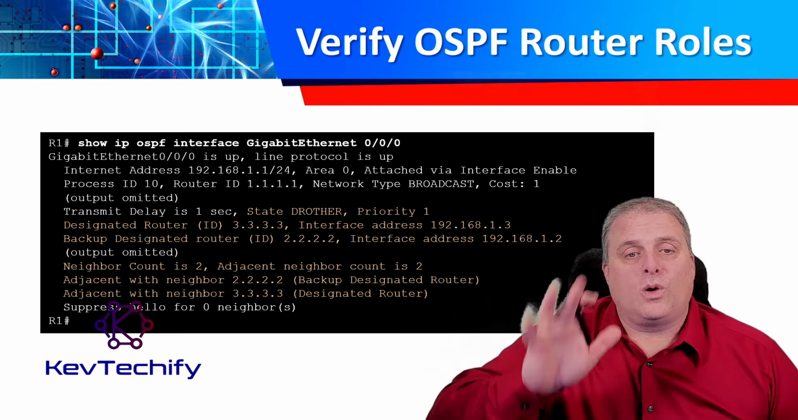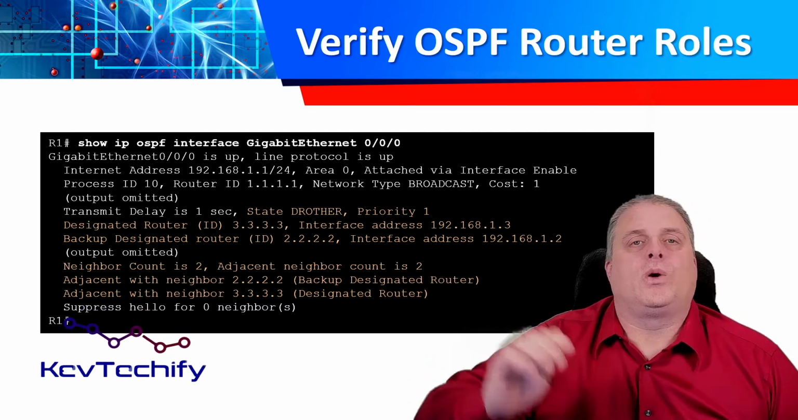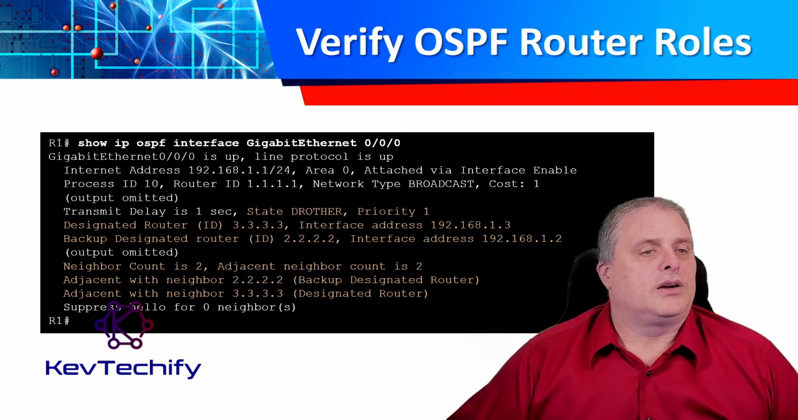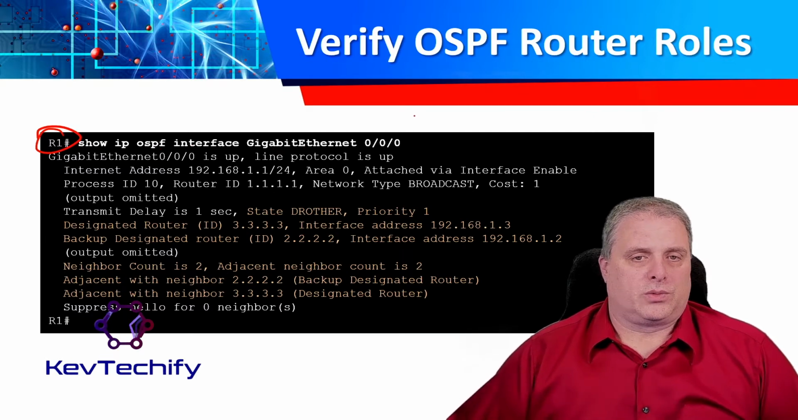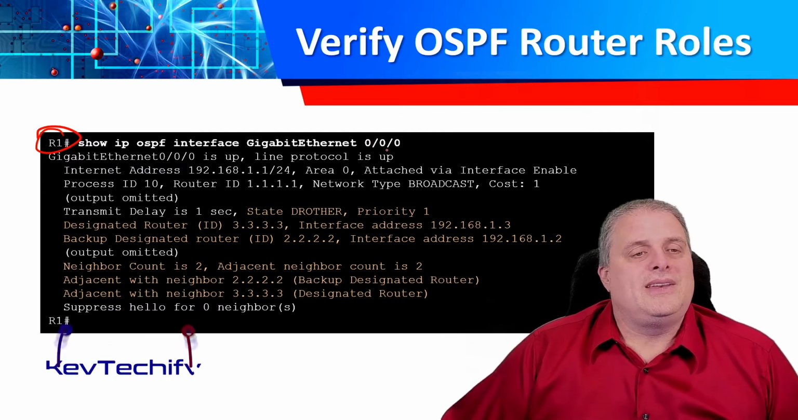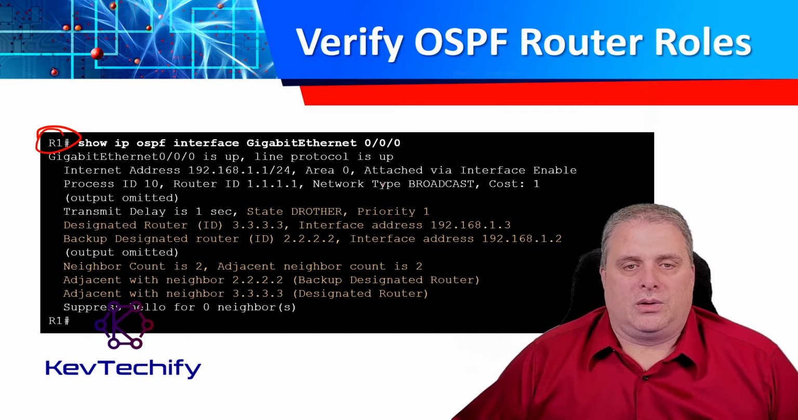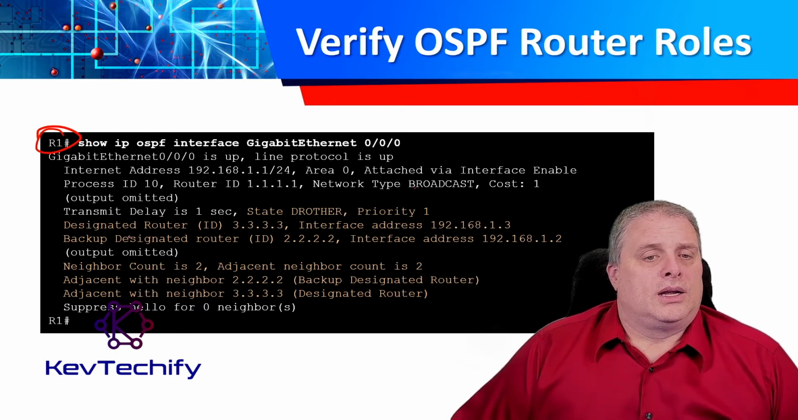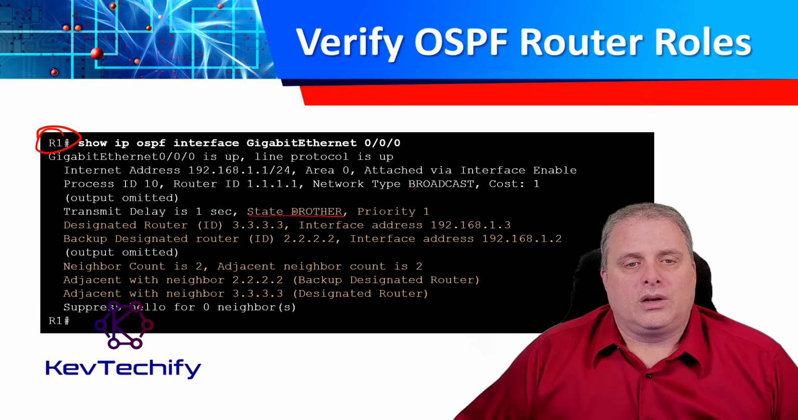To verify these OSPF router roles, we're going to look at the show ip ospf interface on each one of these routers. First one we're going to look at here is router 1. Router 1, we're going to do the show ip ospf interface gigabit Ethernet 0/0. That's one of our interfaces that are participating in the OSPF network. Looking through here, we have our IP address, we have our process ID, we have our router ID. Network type is broadcast. What our cost is for our network. Down here, it says what our state is. So the state of R1 is a DR other or drother.